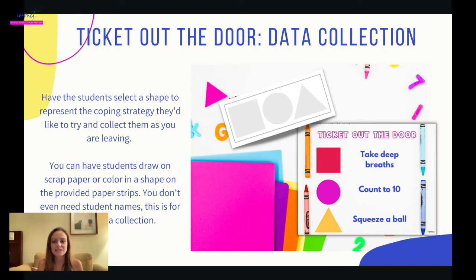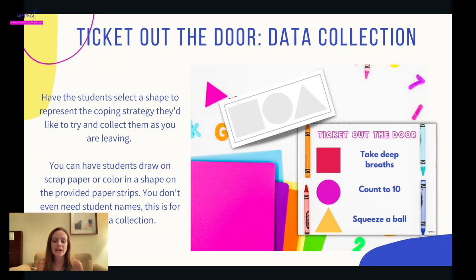Remember, we practiced in the song. Or color in your circle if you want to practice counting to 10. Or color in your triangle if you want to practice squeezing a stress ball. So, explain it to them and have the visual, and then let them color it in. They don't need to write their name. Don't make it complicated. And then they're just going to pass them out on the way out the door if they're coming to you, or if you went to their classroom, you can just go around and pick them up.